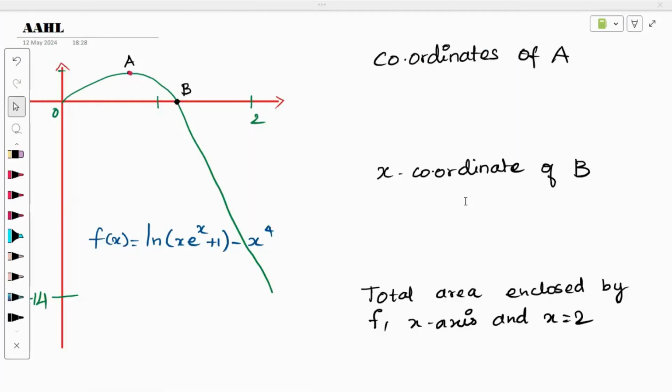Hello everyone, welcome back. So today we are going to discuss another question, the second question of this paper. Now let's go with this. Here a graph is given and a few questions based on that. This function is f of x equals ln x times e power x plus 1, minus x power 4.